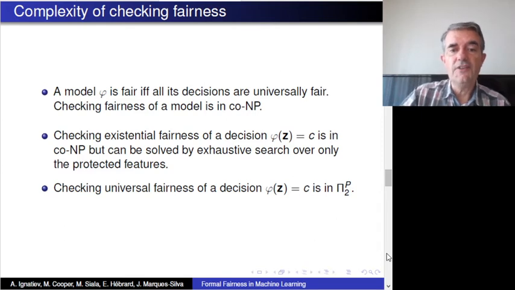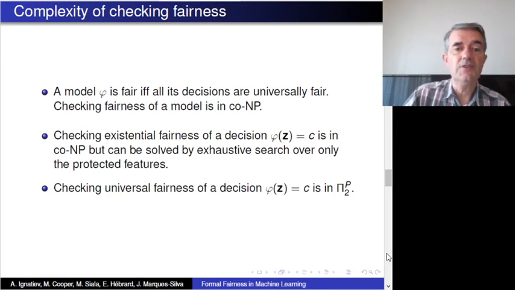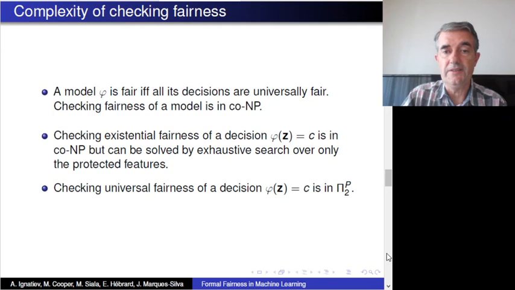However, checking universal fairness, that's the client's version, is in the second level of the polynomial hierarchy, so it looks like we're going to really have to check all possible examples. So the computational complexity is very different between existential and universal fairness.